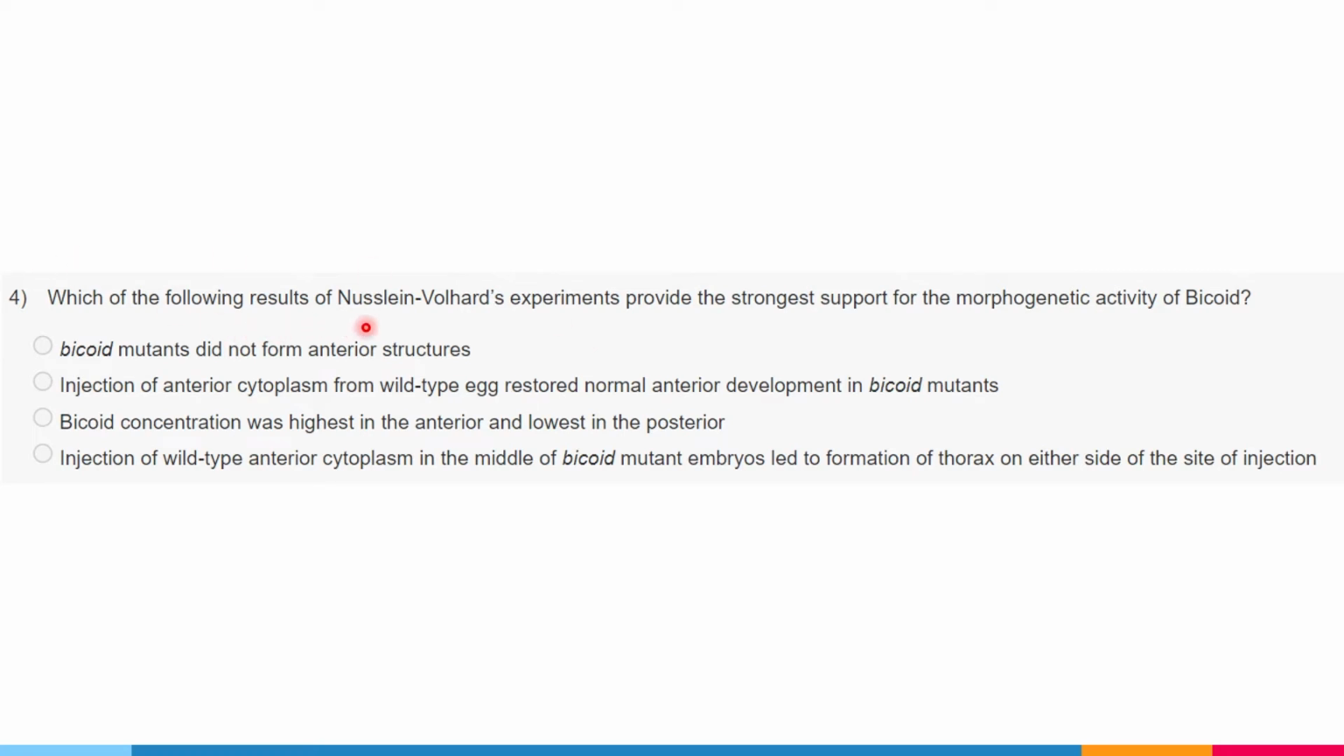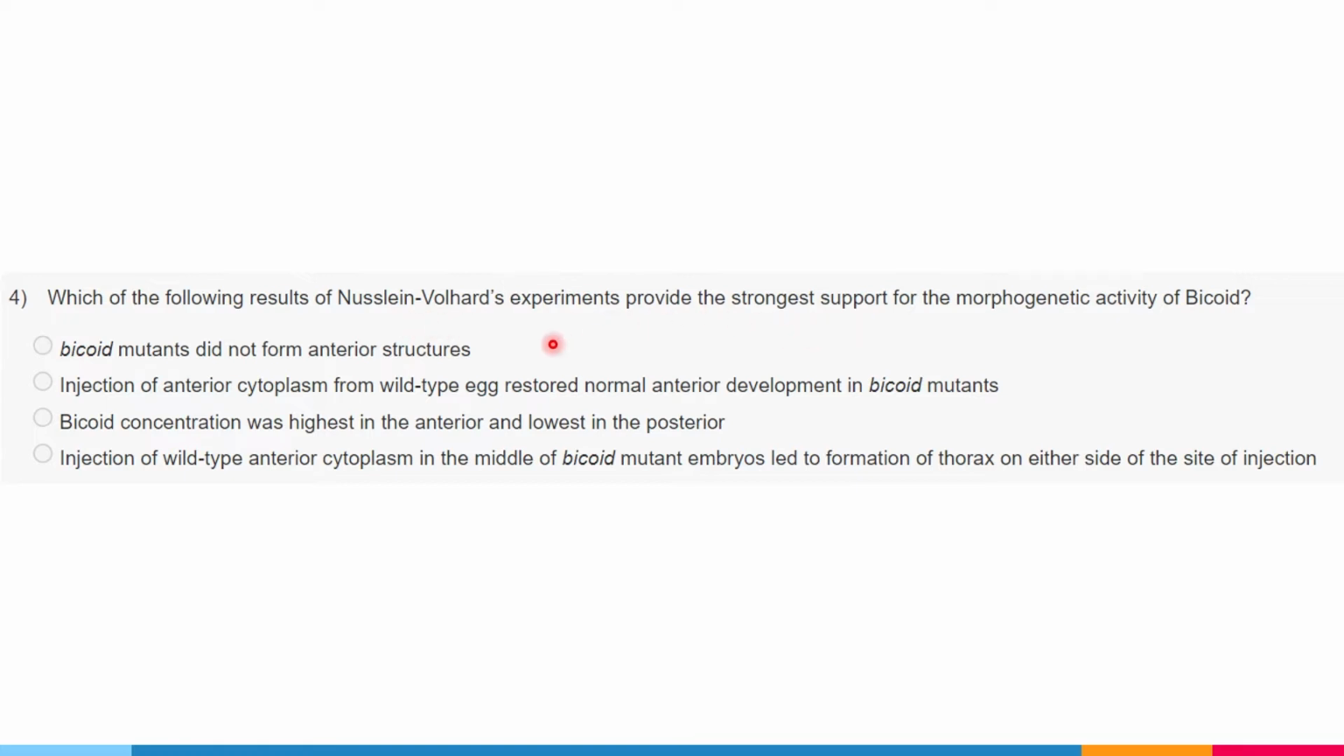Which of the following results of Nusslein-Volhard's experiments provides the strongest support for the morphogenetic activity of bicoid? Nusslein-Volhard is a Drosophila scientist who won the Nobel Prize for designing the Heidelberg screen, in which she showed the world how exactly to screen for various mutant phenotypes. And that was a very great work. If you go back and read the book by Scott Gilbert, you will understand what exactly the screen was developed for.